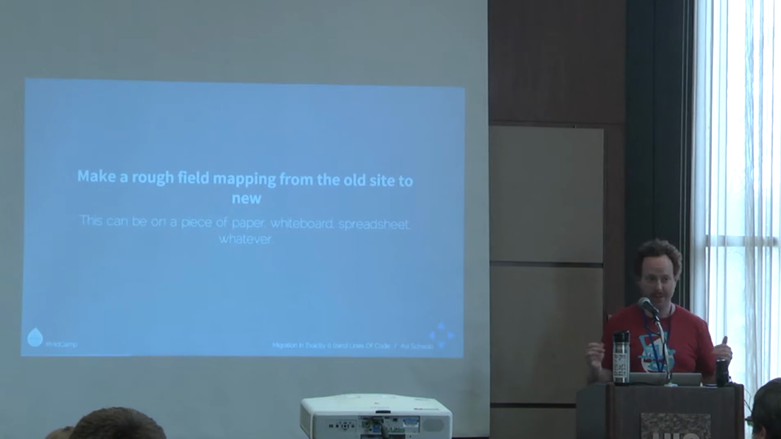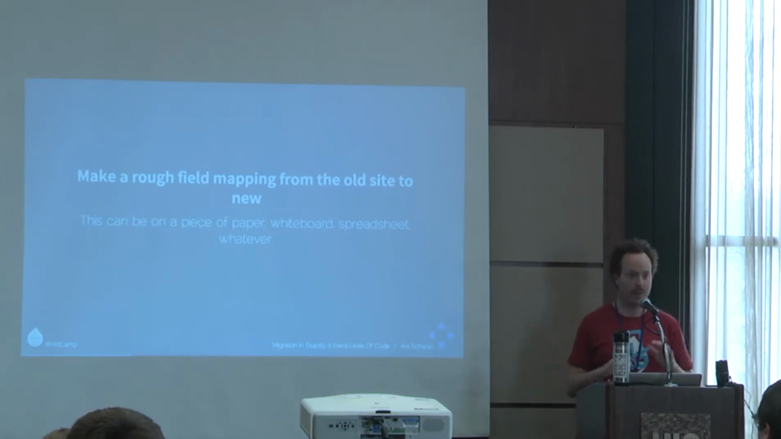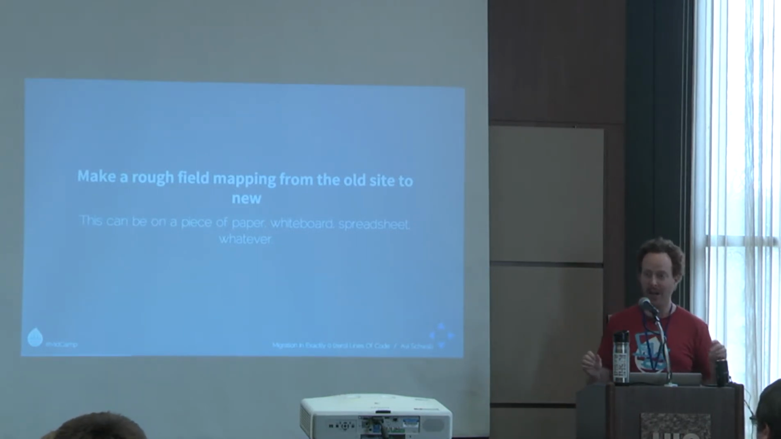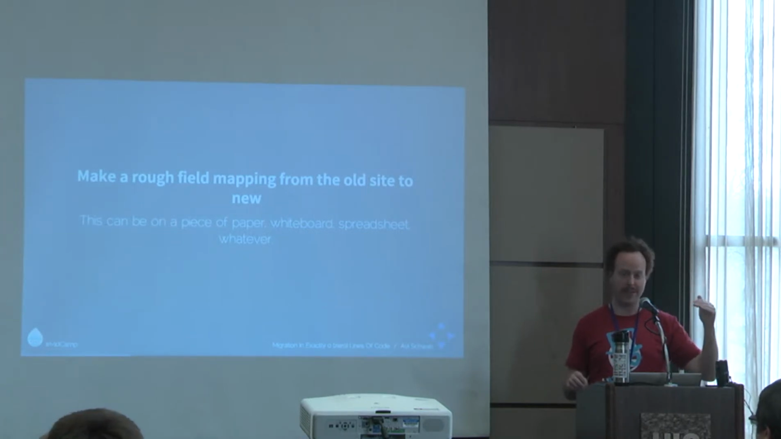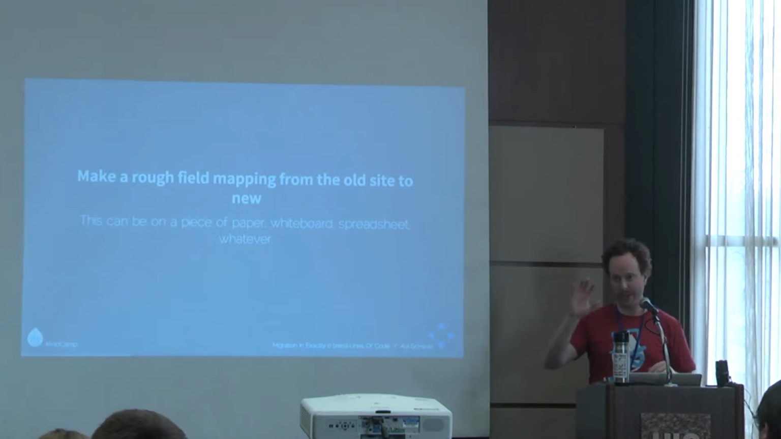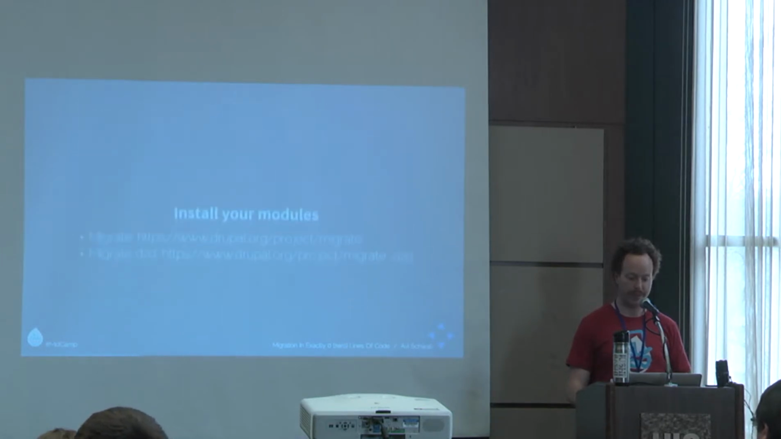You can do this however you want. This doesn't need to be complicated. Do it on a whiteboard or a piece of paper. Just make sure you have a decent idea of what the structure of your old site is, so the terms, content types, fields, and what the structure of your new site is. If you're just a site builder, never doing code, you should still be able to get this together.